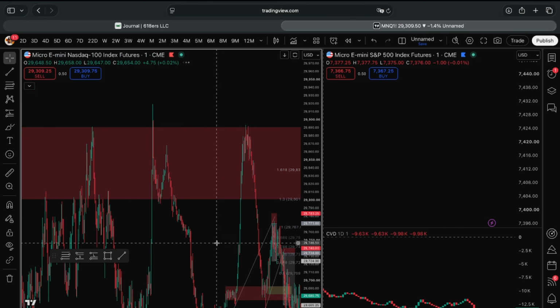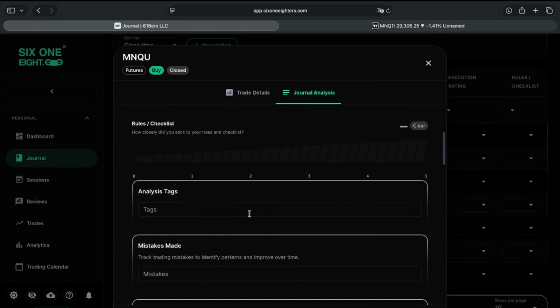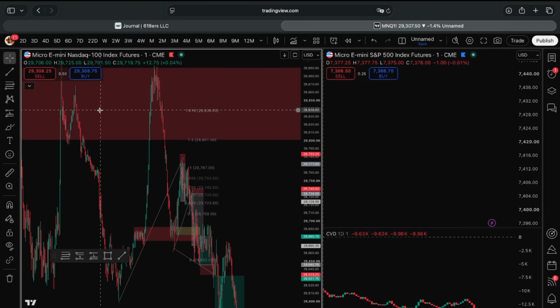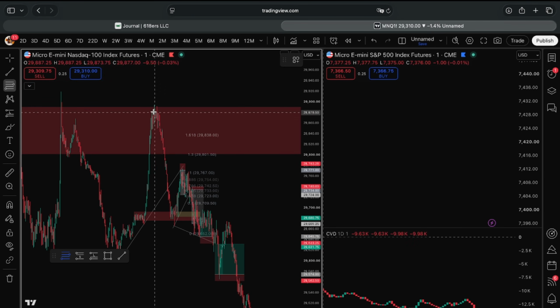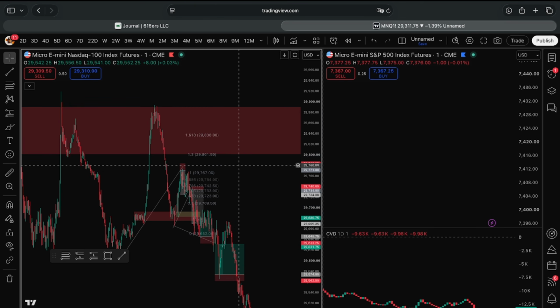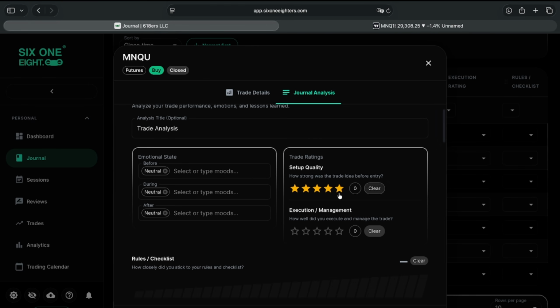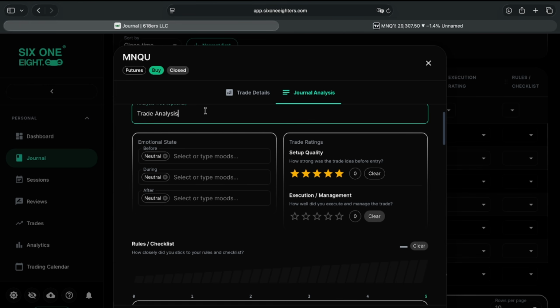Real quick breakdown. Basically we came out of a very strong short zone. We can also double check what it was. Okay, we need to write this down. So setup quality was kind of good, and it was a short level that got hit.